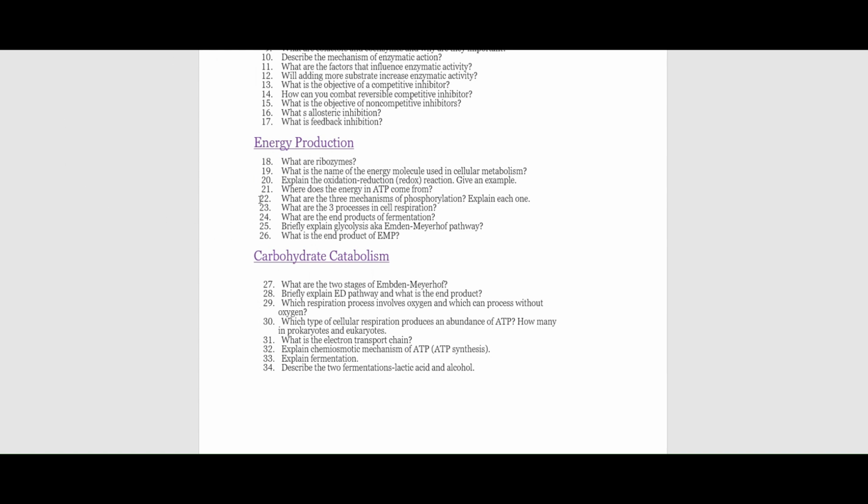The question we will land on is, what are the three mechanisms of phosphorylation? Explain each one. Now, this question comes from the microbial metabolism chapter.